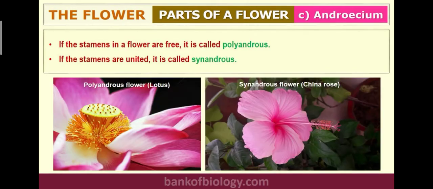ठीक है, now if the stamens in a flower are free, it is called polyandrous. ठीक है, जब वो जो stamen है वो flower से free रहता है, which is called polyandrous. If the stamens are united, it is called synandrous. अब वो united है, एक दूसरे के साथ है, so they are called synandrous. China rose is an example.